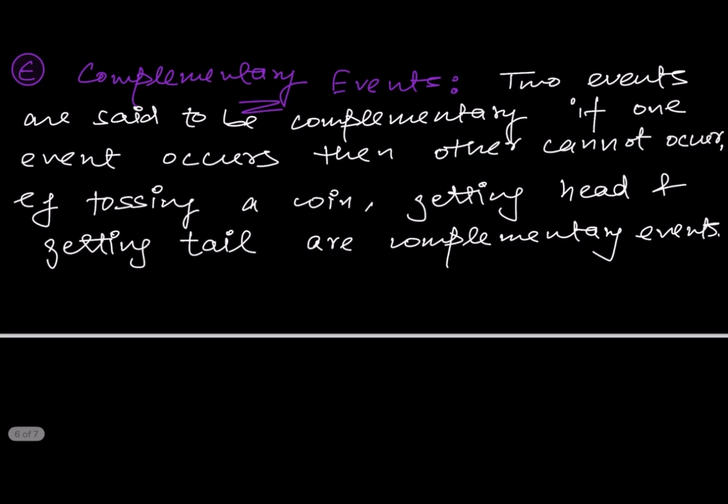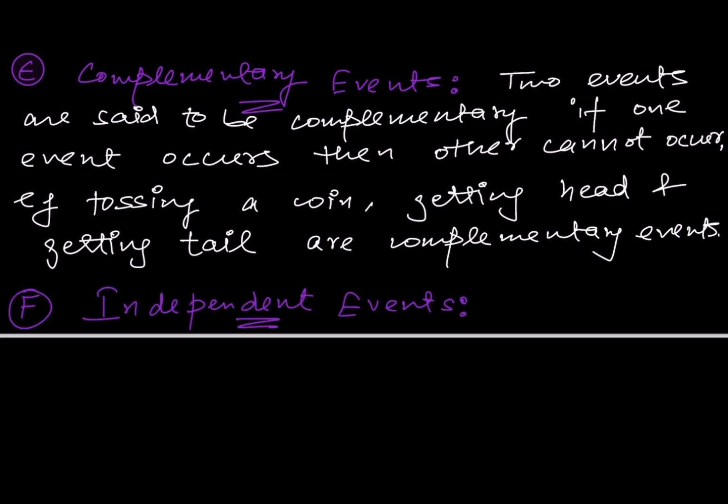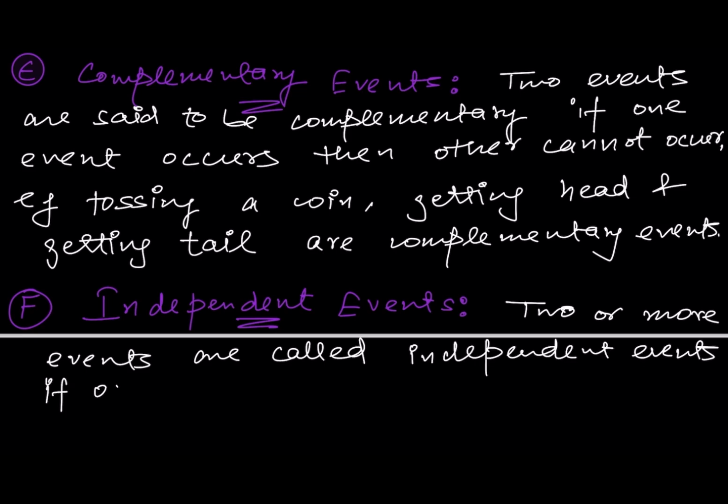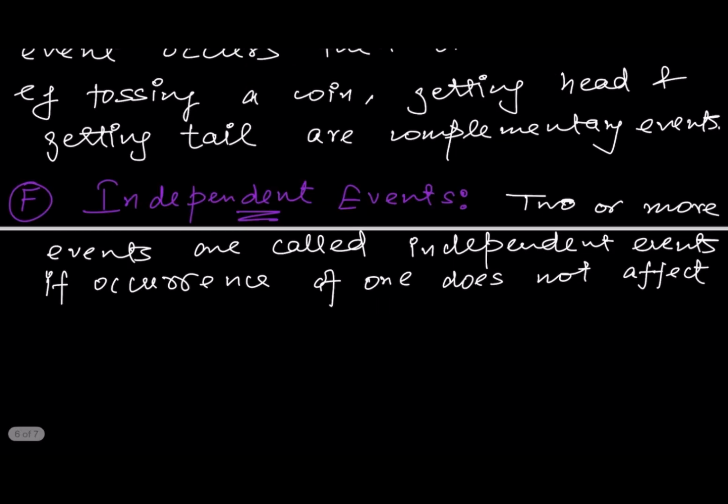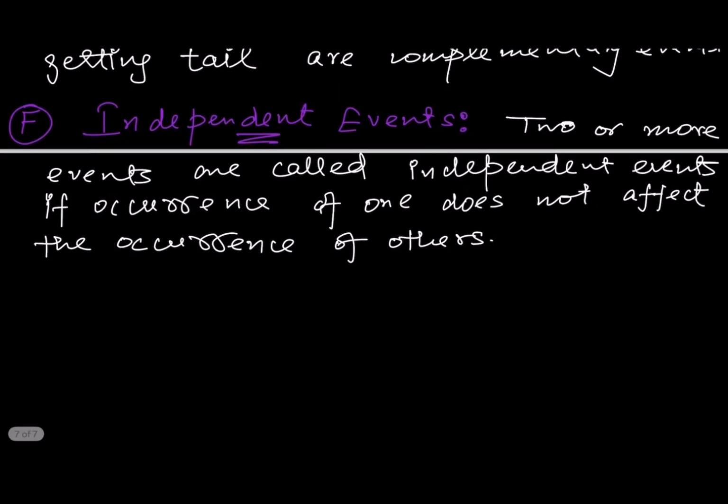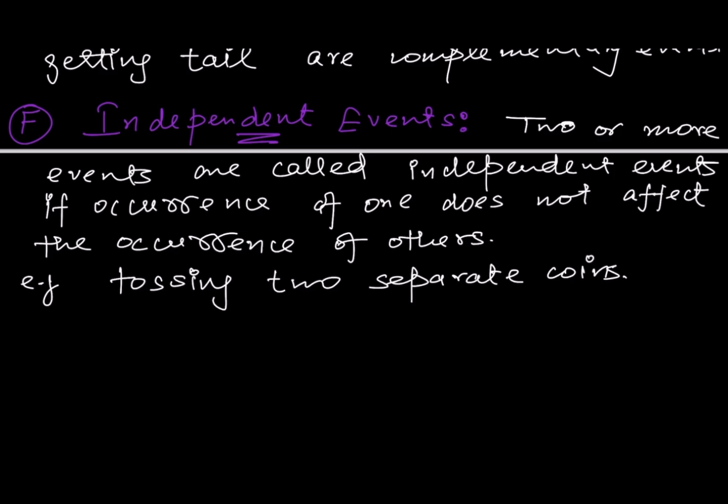Type 6 is independent events. So two or more events are called independent events if occurrence of one does not affect the occurrence of others, right? For example, tossing two separate coins. So if there are two coins and we toss them, so getting a head on one does not affect getting a tail on other, right? So these are independent events.